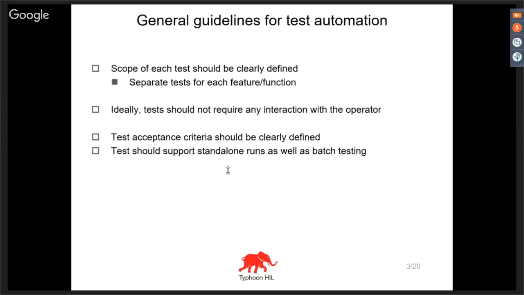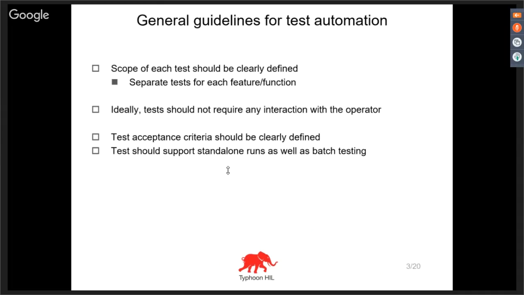These are some general guidelines for test automation. Obviously, we need to define a scope of each test. It's recommended that for each separate feature or function, you do a separate test. And ideally, you want to aim for unsupervised testing. Today, we will see both semi-automated and fully automated or unsupervised testing.